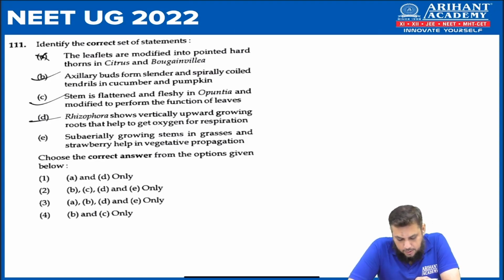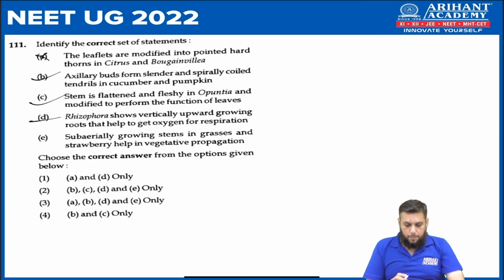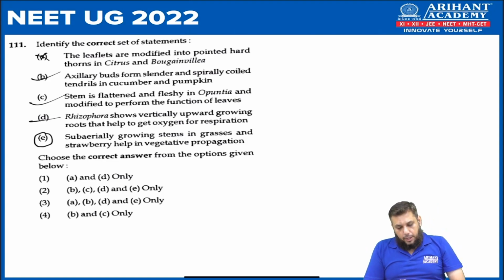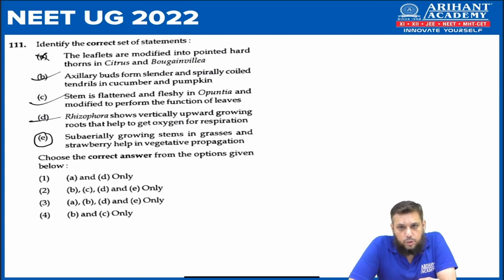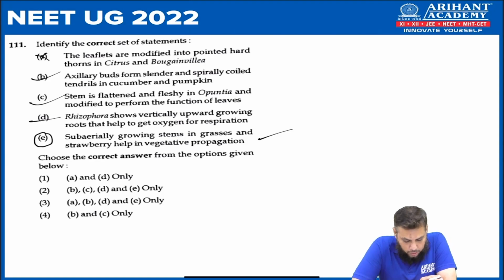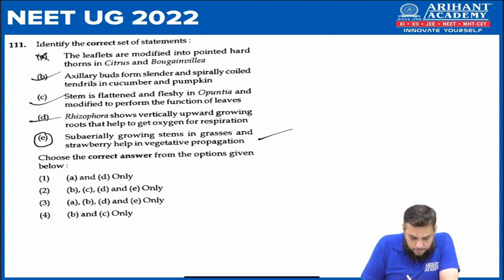Now when you look at E, subaerially growing stem in grasses and strawberry help in vegetative propagation. In the NCERT text, they have mentioned it as underground, but if you go through their QR scanner code and their practical material, then even E is going to be a correct statement. So for 111, we'll go with the answer 2, that is B, C, D and E only.